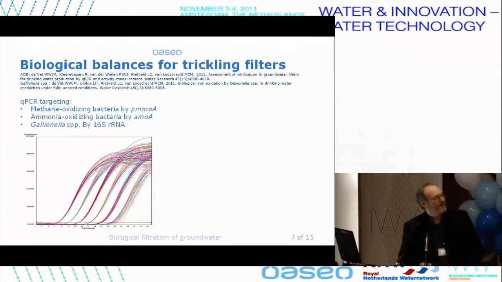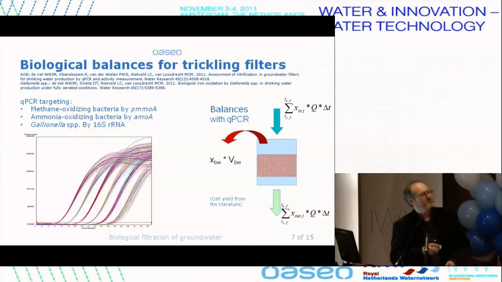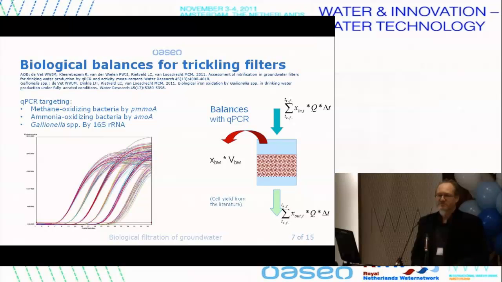And then when you have these results, you can schematize the filter, and then you can measure the concentrations of these bacteria in the influent, effluent, and the backwash water. And with these numbers and the flows, of course, you can make balances of how these organisms grow in the filters.